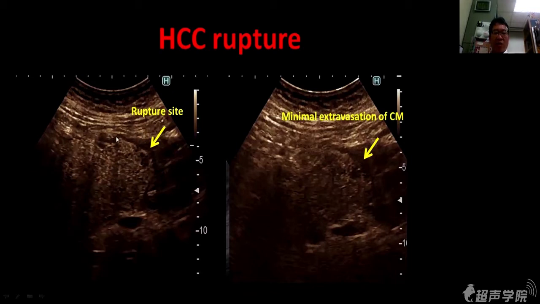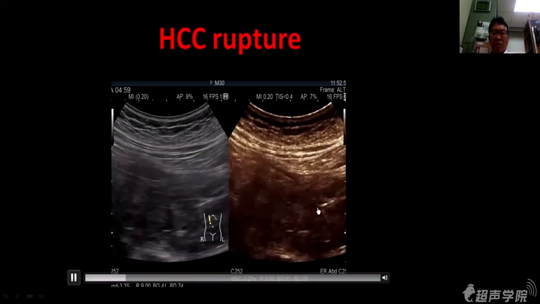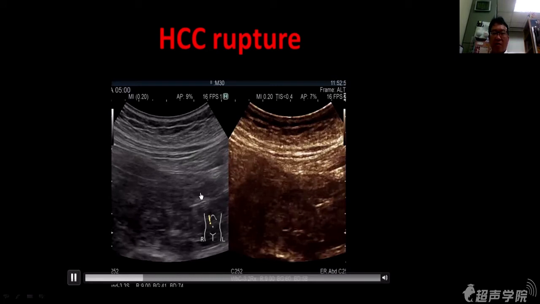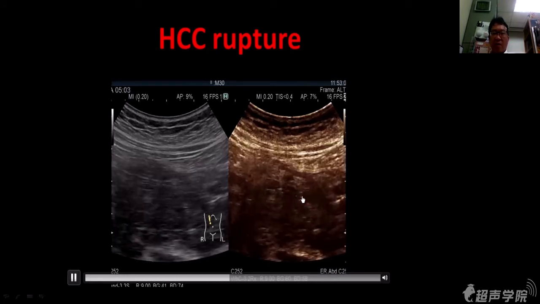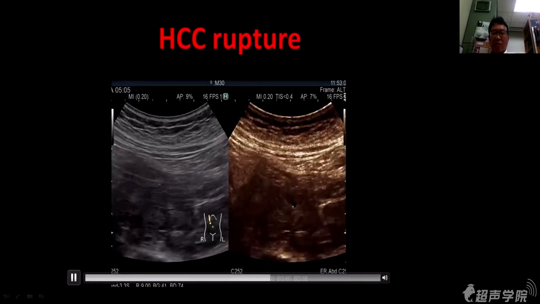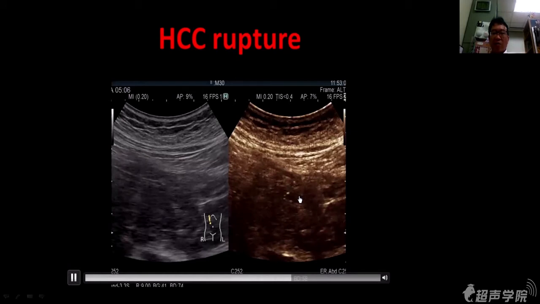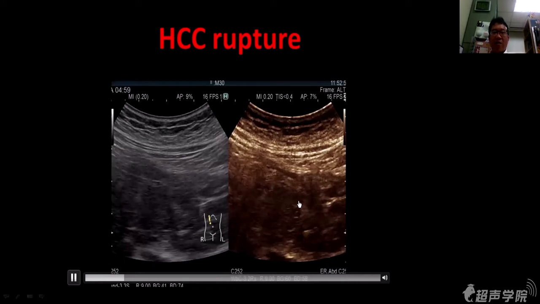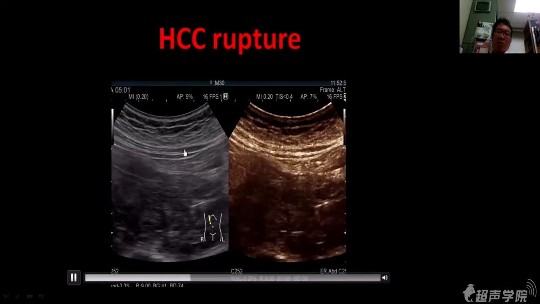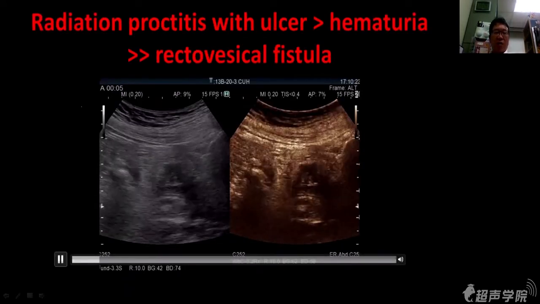Another case here is HCC rupture. We can see the tumor here, and there is a surface defect, so it is a rupture site. In the following video, you can see some very tiny extravasation of contrast. This video shows the same case. You can see some extravasation of air bubbles into the abdominal cavity through the rupture site. So we can check solid organ rupture with contrast.